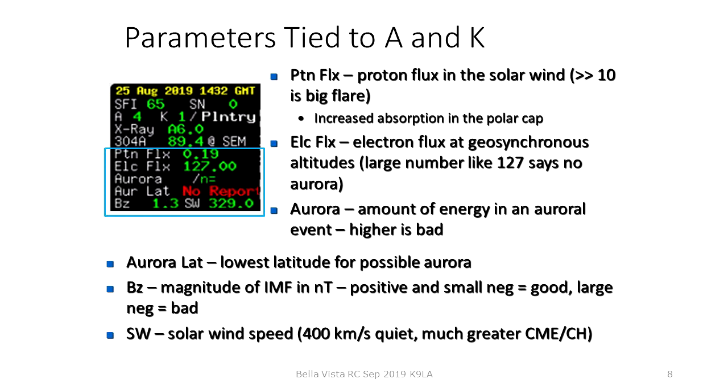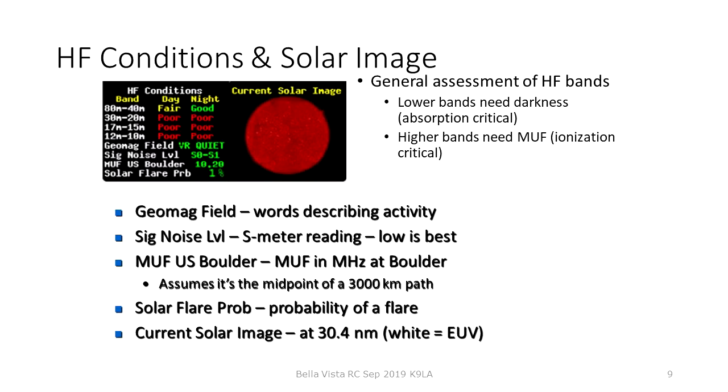Okay, the other area to concentrate on is the HF conditions and that solar image. The HF conditions are an assessment of the HF bands. Depending on when you look at it, it'll be fair, good, poor. And in general, the lower bands need darkness. That's because ionospheric absorption is critical. During the day, there's going to be lots of absorption, so the lower bands won't be very good.